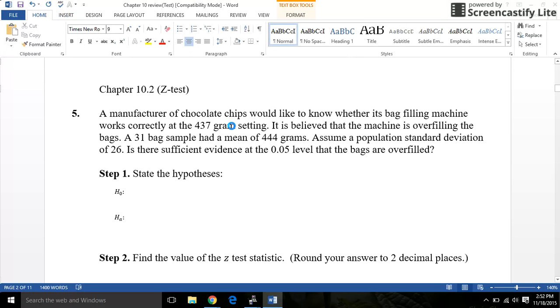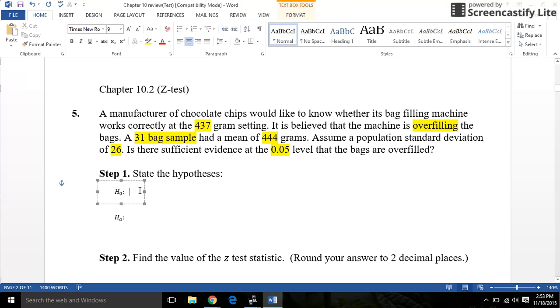A manufacturer of chocolate chips would like to know whether the bag filling machine is working correctly at the 437 gram setting. All right, so I'm going to highlight that. It's believed that the machine is overfilling the bags. All right, that's another clue there. A 31 bag sample. Okay, so that's my sample with a mean of 444 grams. Okay. Assume the population standard deviation is 26, and is there sufficient evidence at the 0.05 level? All right, I have highlighted all the information that is important to me.